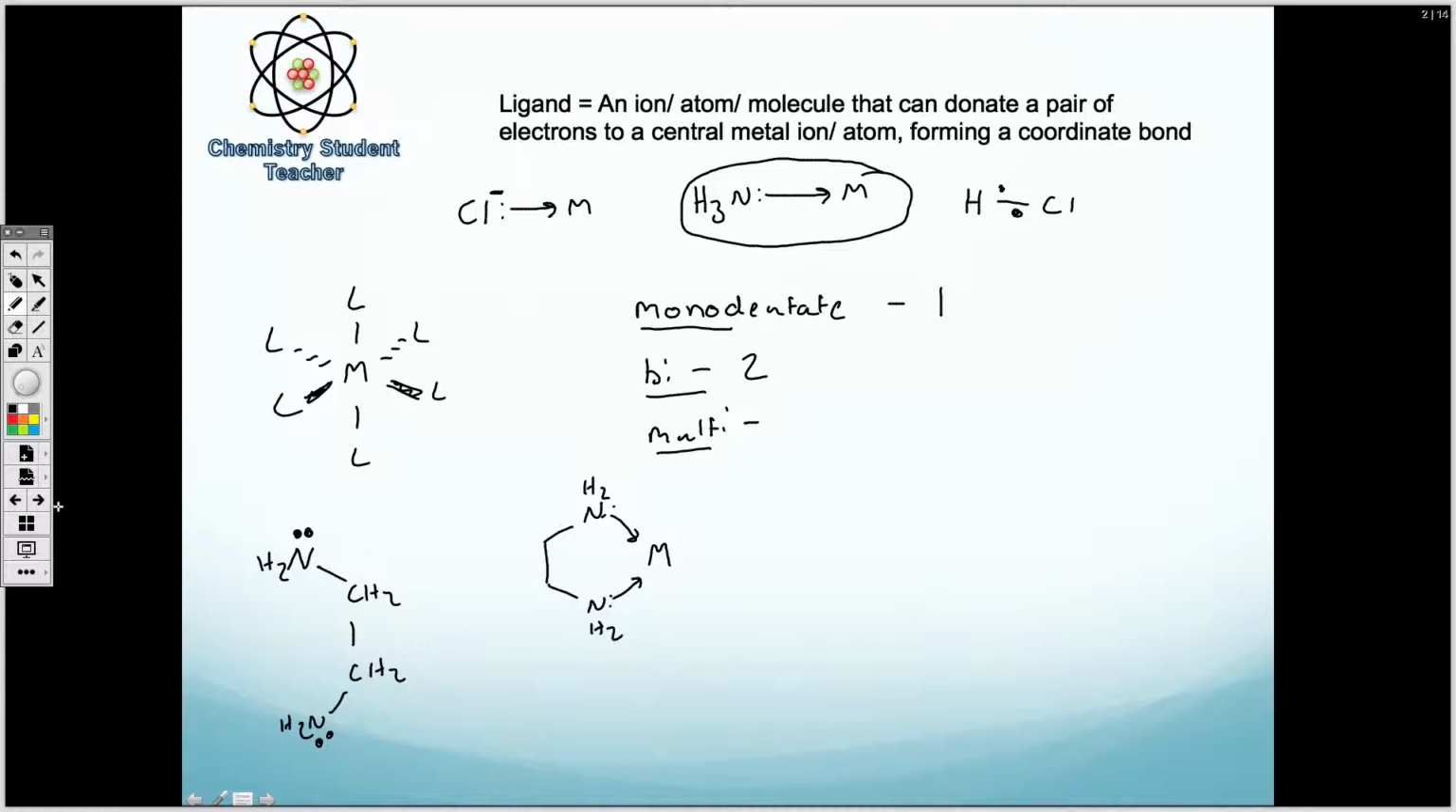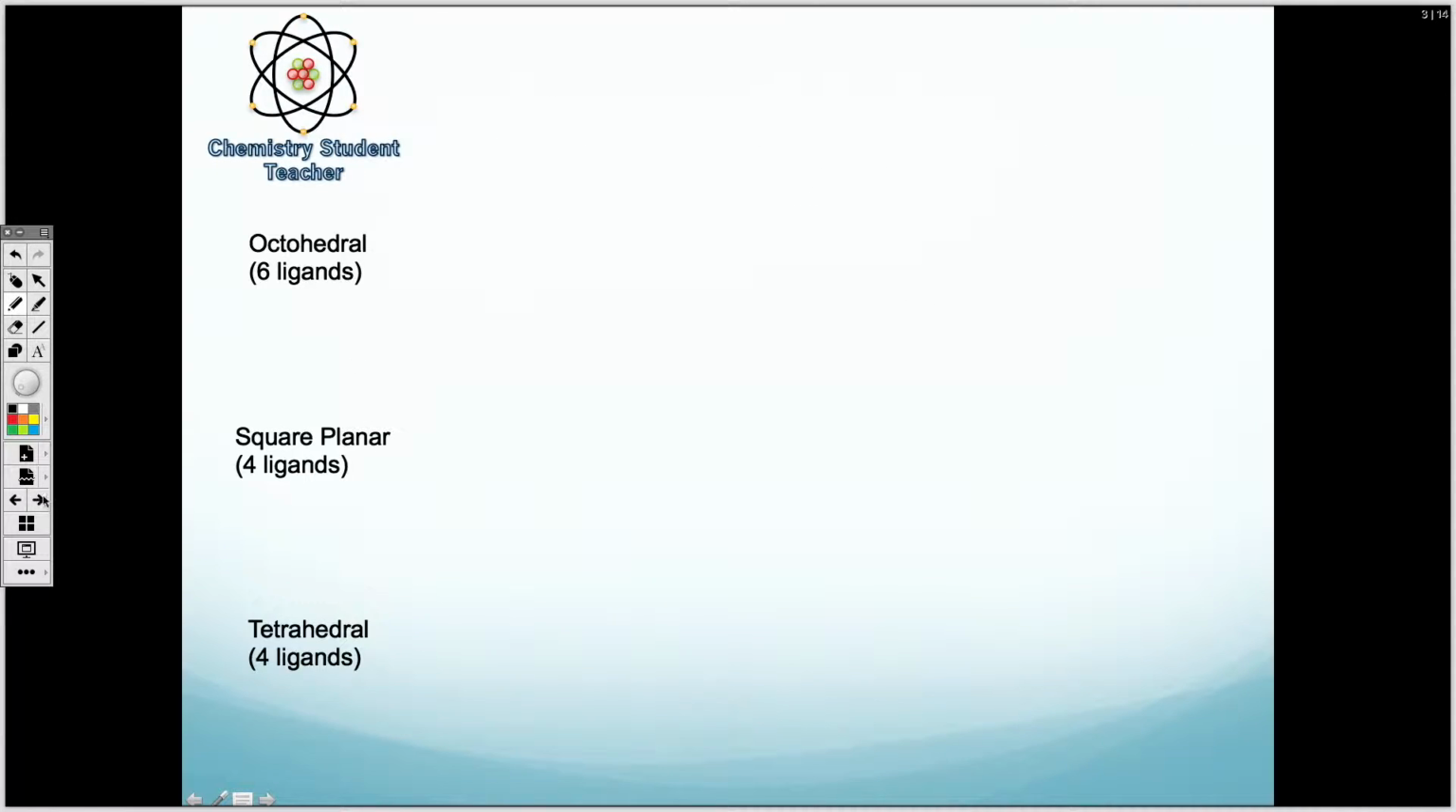Fantastic, so now I know what a complex actually is. Now let's look at some of the geometries that different complexes can take. First of all, we can have an octahedral complex. This looks just like the one I drew in the previous slide.